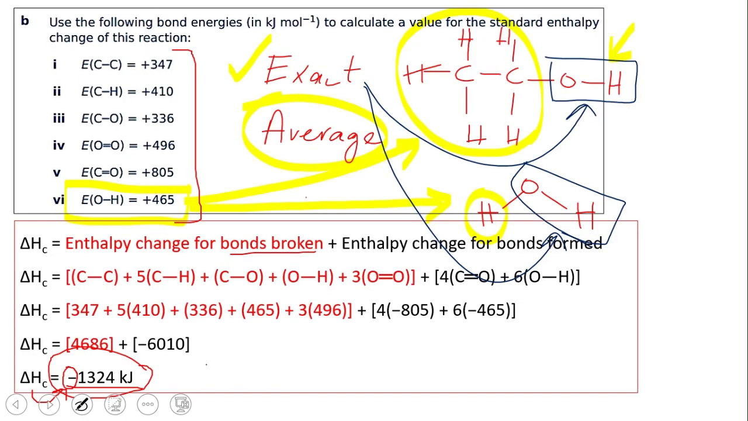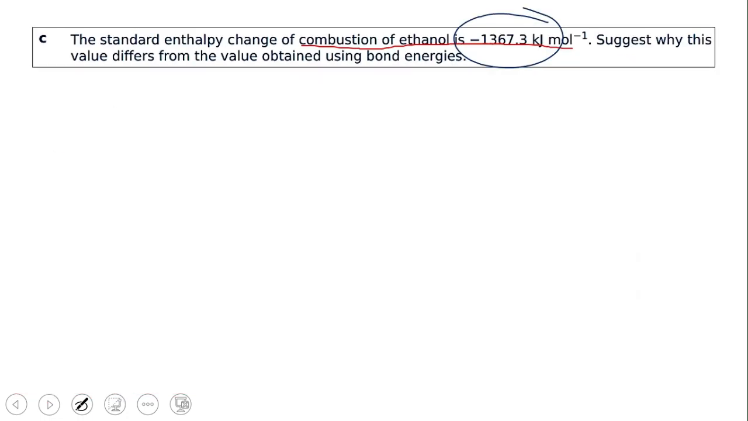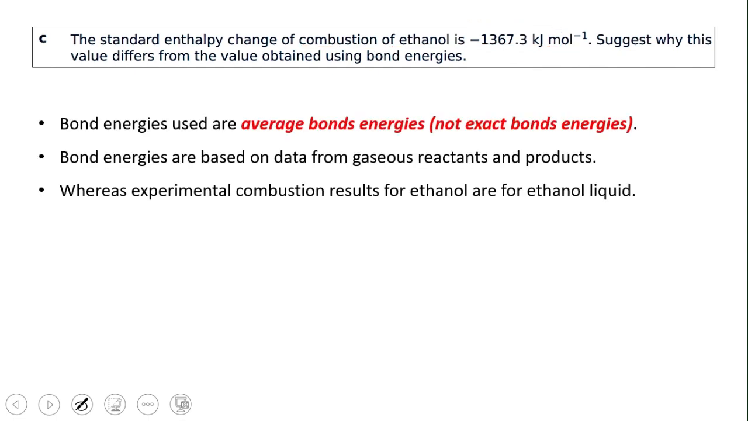But right now we are just using the average value of all types of OH bonds, so that we can use the same OH in both cases. That is the reason we are not getting the exact answer, like the experimental value. So you can write here that the bond energies used in the calculation are actually the average bond energies. They are not the exact bond energies. It means it is not going to give us the same value as the experimental combustion. It is going to give us a little different answer.